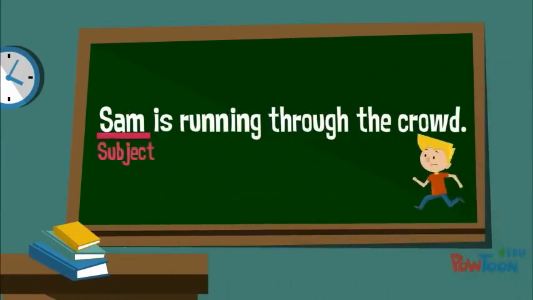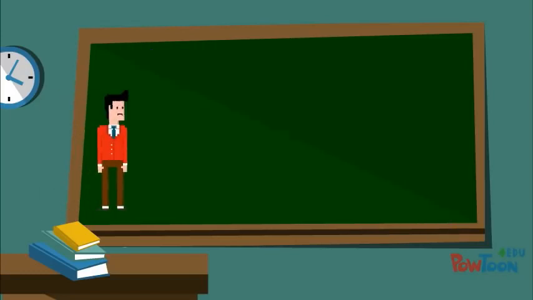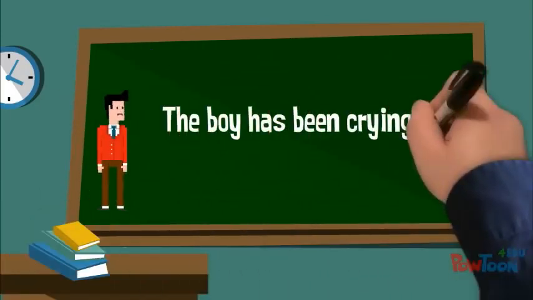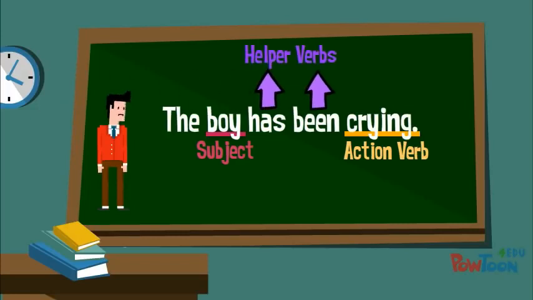Sam is the subject of the sentence. And he's running, so that's the action verb. The word is the helper verb to help the sentence make sense. Here's one more. The boy has been crying. The boy is the subject of the sentence, and the action he is taking is that he is crying. The helper verbs are has and been. It wouldn't make sense without them.